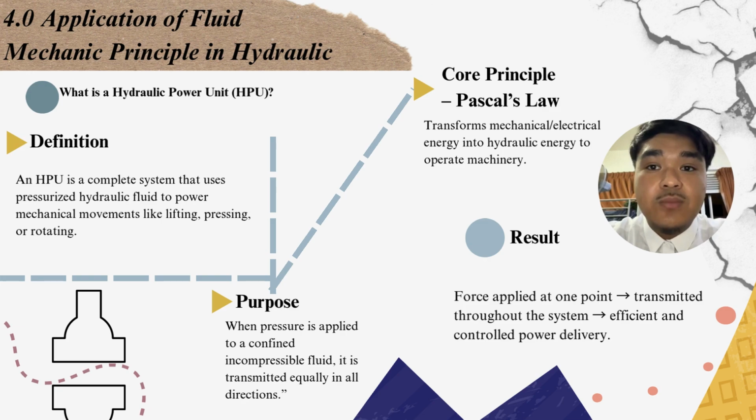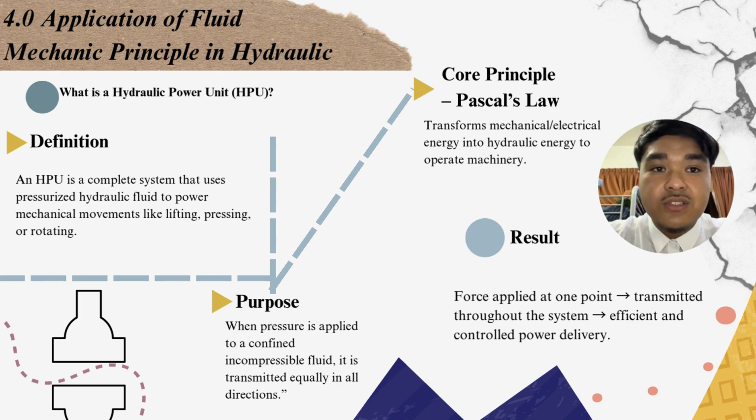So what's the purpose of it? When a pressure is applied to a confined incompressible fluid, it is transmitted equally in all directions. So for the core principle, Pascal's law, the law stated that mechanical or electrical energy will be transformed into hydraulic energy to operate machinery. As a result, when a force is applied at one point, it is transmitted throughout the system, and lastly, it is efficient and able to control the power delivery.